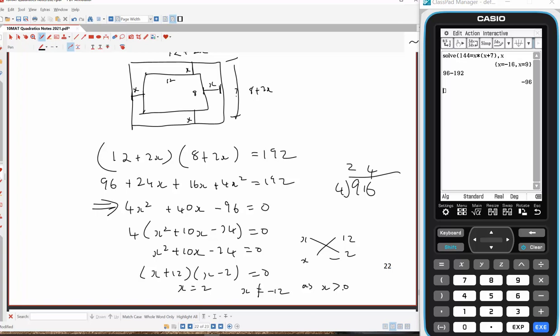So again, I've just shown that I've rejected this negative 12 solution. The reason is x is greater than 0. You could get into a whole story about lengths can't be negative, blah, blah, blah, but it's fine to just say, hey, I'm rejecting it because x has to be larger than 0. That's good enough for solution rejection.